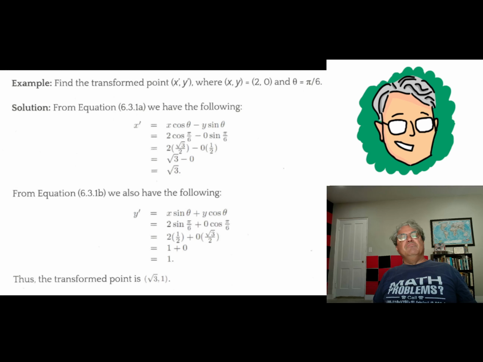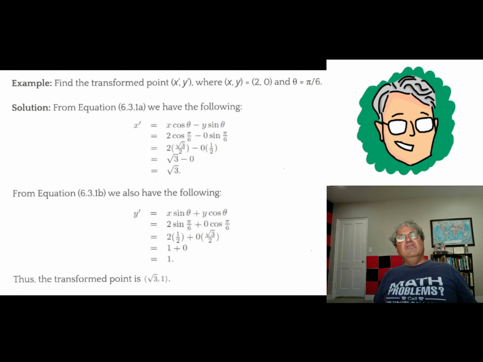Well, we do the same thing we did for the last two examples. For x prime, we have 2 cosine pi over 6 minus 0 sine pi over 6. We don't have to worry about the second term. Cosine of pi over 6 is square root of 3 over 2, I believe. So you're going to have 2 times square root of 3 over 2, which is square root of 3. So that's going to be our x prime, a little bit less than 2. Square root of 3 is about 1.73.